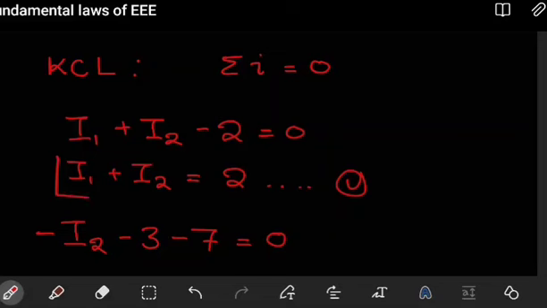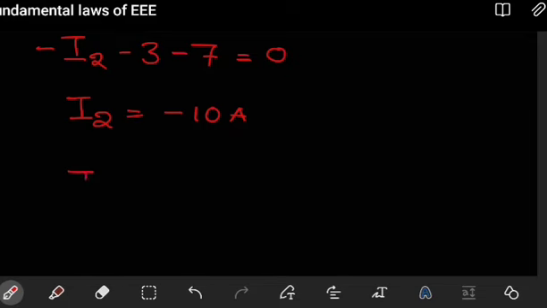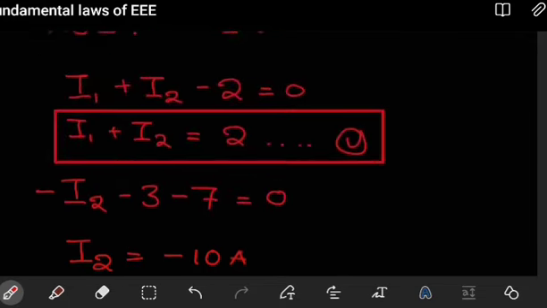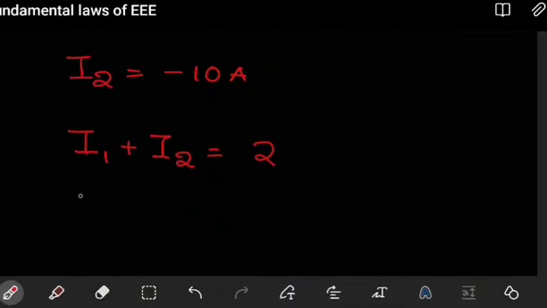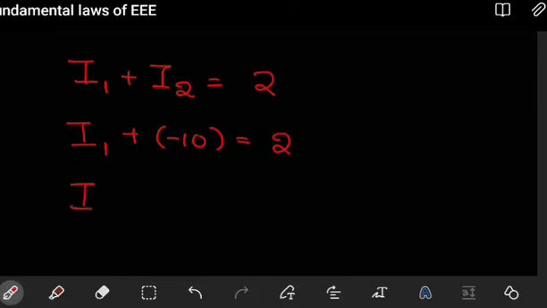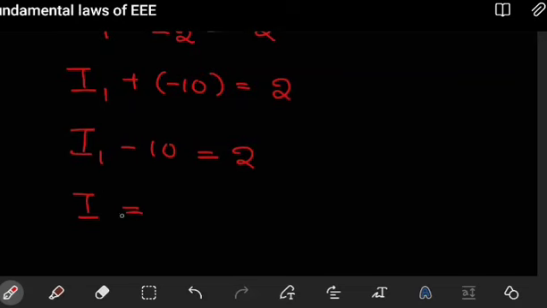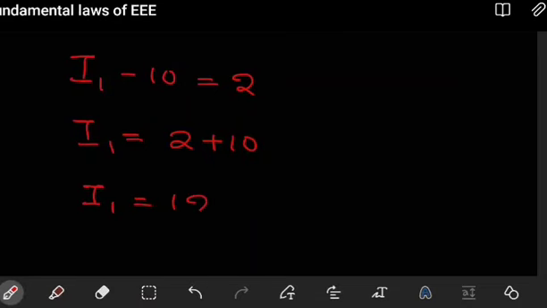Knowing I2, notice that we can now bring I2 into our equation 1. Equation 1 says that if we add I1 with I2, this should give us 2 amps. But since we now know I2 is negative 10 amps, we can now say I1 plus negative 10 amps is equal to 2. From here, I1 minus 10 is equal to 2. And finally, I1 will be 2 plus 10. Of course, this is just I1 equals 12 amps. So we have found what I1 is.